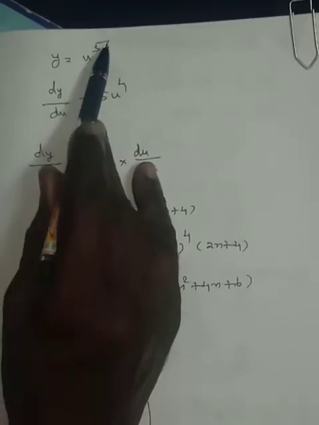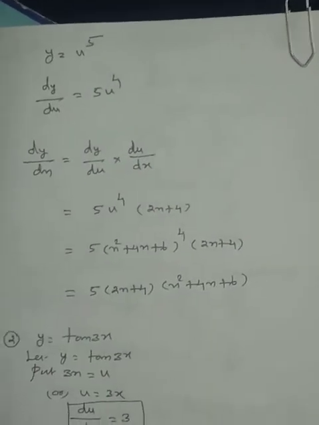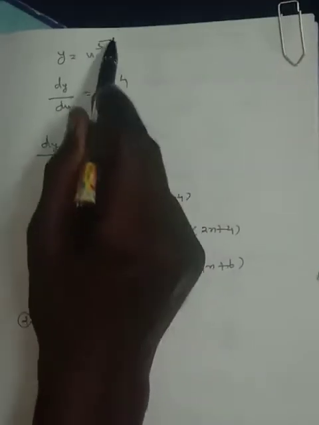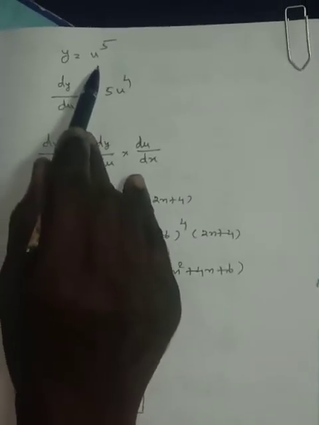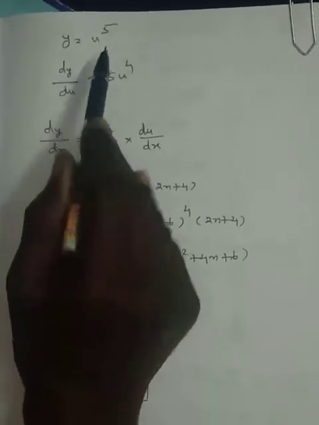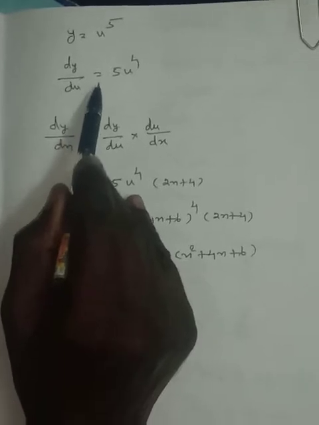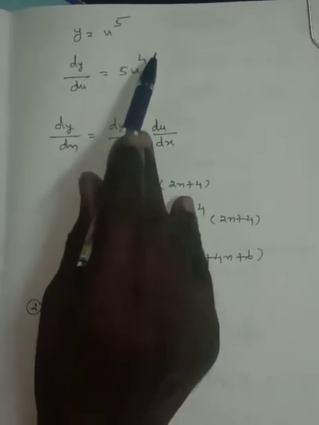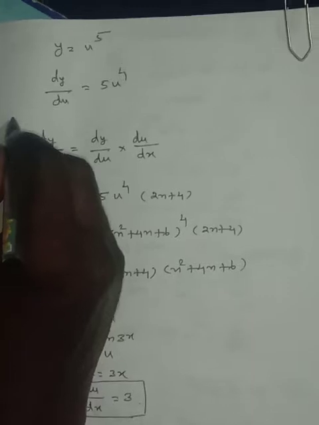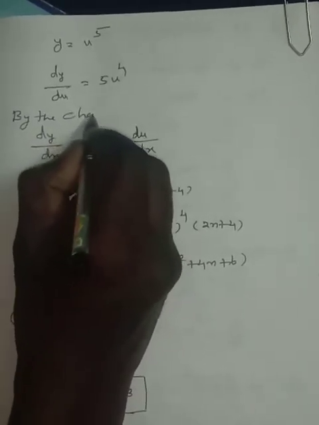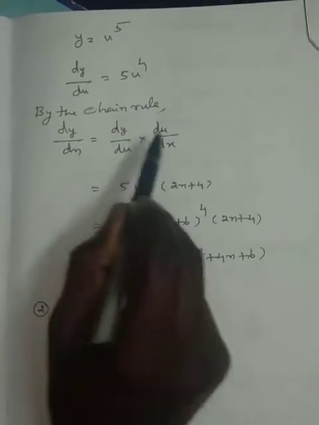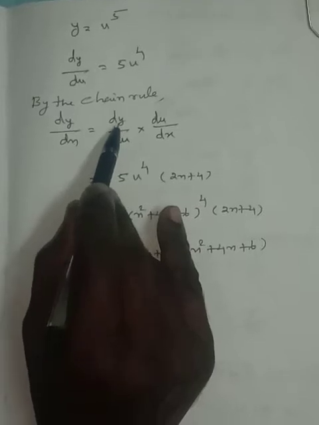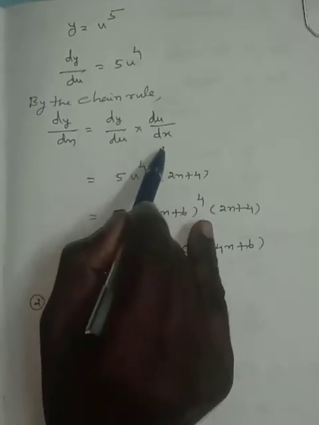y is u to the power of 5. Let us take u as x square plus 4x plus 6. Now left hand side variable is y, right hand side variable is u. Differentiate y with respect to u: dy by du is equal to 5 into u to the power of 4. By the chain rule, dy by dx is equal to dy by du into du by dx.